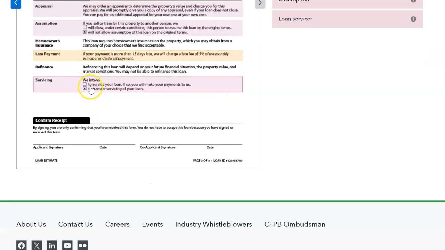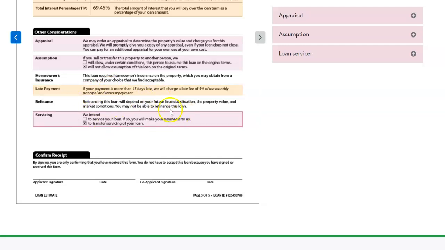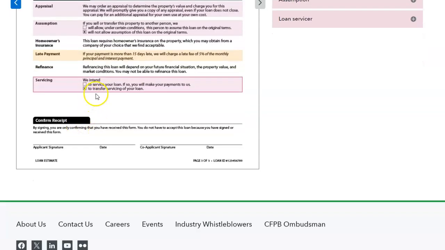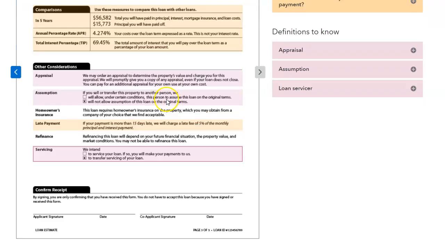And then we do not intend to service your loan. So this particular lender intends to transfer the servicing of their loan to a different company, which is pretty standard. But if they are going to hold on to the servicing of their loan, it will be marked here, so you will know this is where your payments are going to be made. In most cases, they do intend to transfer the servicing of the loan, and once they do that, they will notify you where to make your payments once the new servicer picks up the loan and has it ready for you to make payments to them. So I hope that helps.